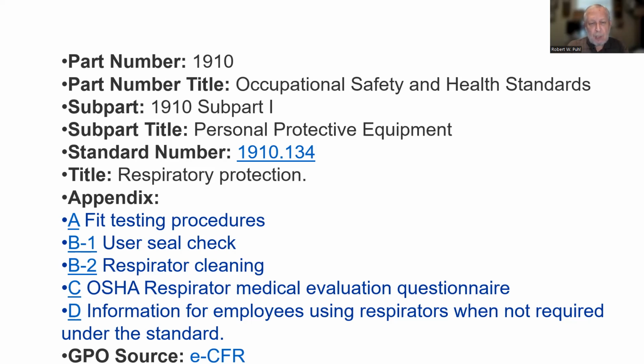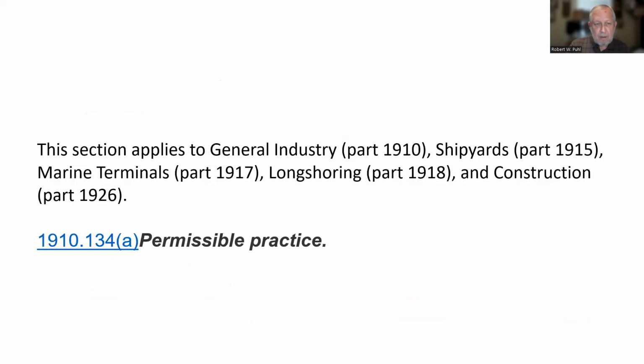C is OSHA respirator medical evaluation questionnaire. We're going to go through it just so you see what it is, not in this video, but in another one. And D is information for employees using respirators but not required under the standard. That's not too long either. We're going to go over all those except for A. So let's get started. This is the biggest one by far.